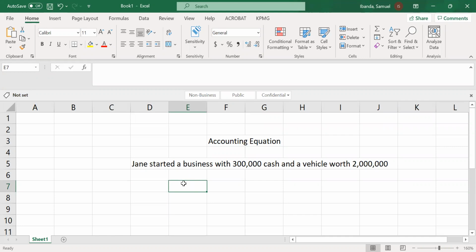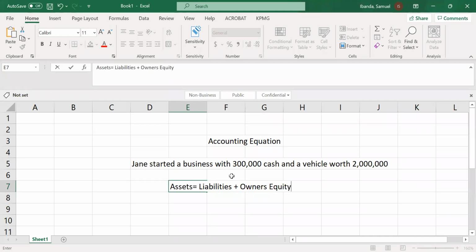Now, whenever we say the accounting equation, this is a standard equation, which says that your assets should always equal liabilities plus owner's equity. So your assets will always equal liabilities plus owner's equity.